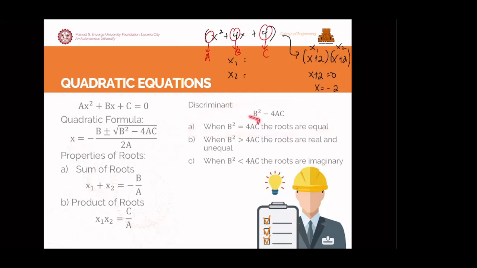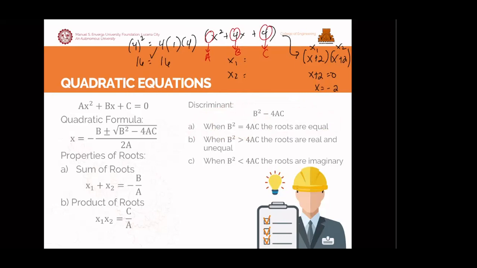Ibig sabihin, yung b squared niya ay equal sa 4ac. So, let's check. B squared natin dito is 4. Tapos, yung 4ac natin is 1 times 4. So, this is 16. Equal ba sa 16? Yes. Kaya, roots are equal.